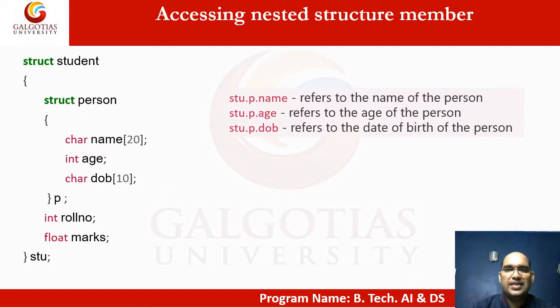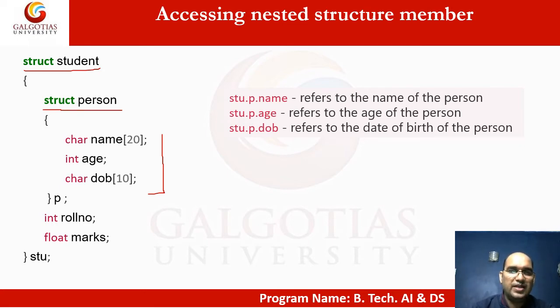Now accessing the nested structure members, how we can access the member of a structure. As I explained in the previous slides also, there are 2 ways of accessing the member of a structure: one is the dot and the other one is the arrow. For now we are considering the dot one only, because I just want to explain how to access a member of a structure in which the structure is nested. So let's say struct student, and inside that we have the structure person. In that person we have name, age and date of birth, and the object of this particular structure is P, right?